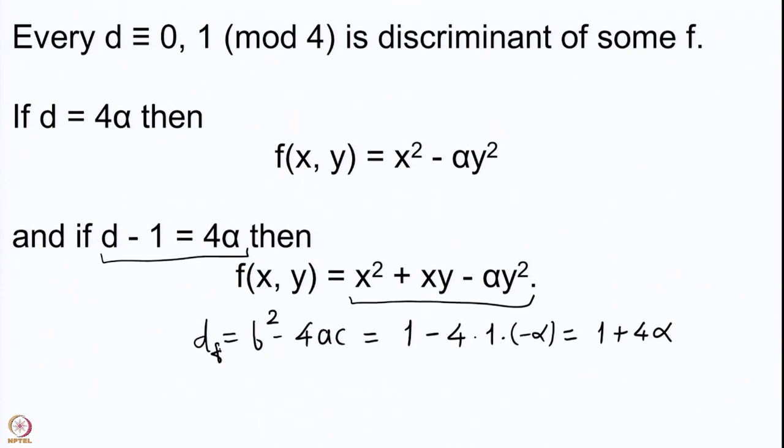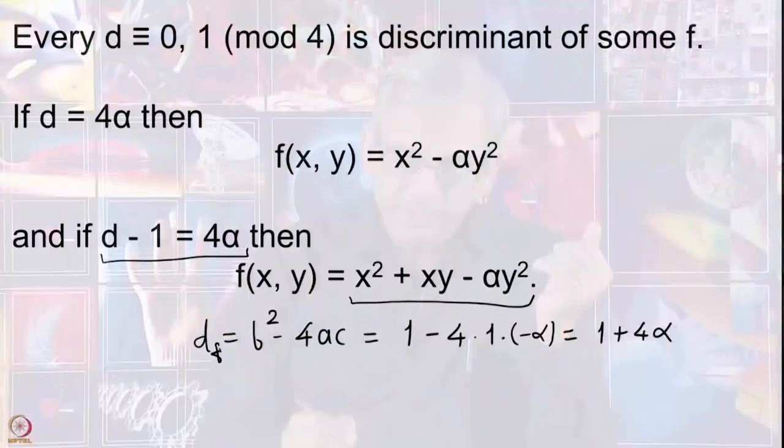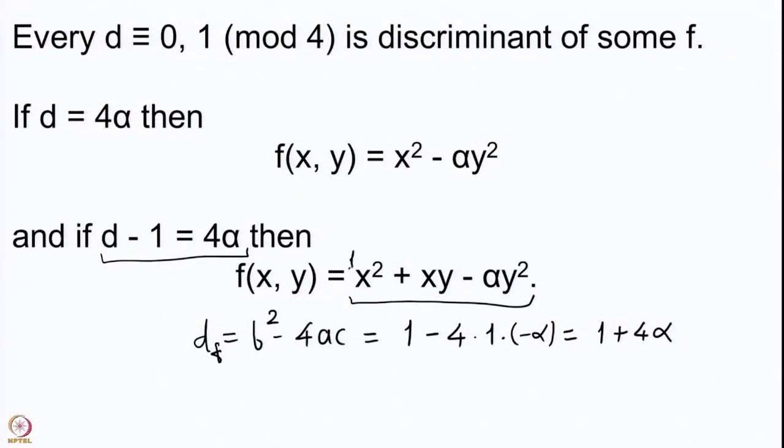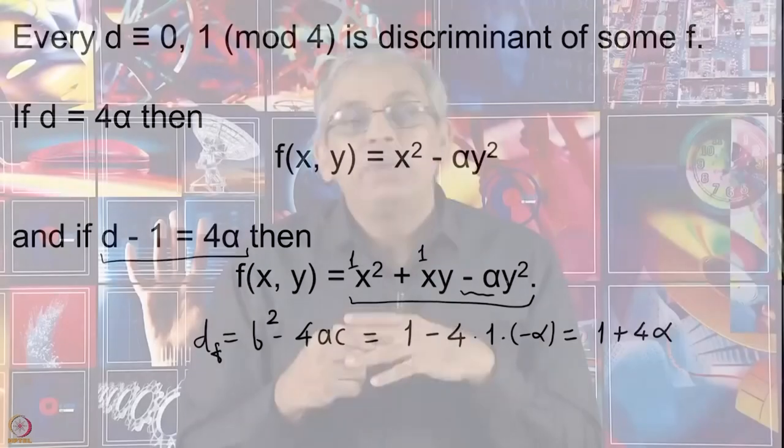Okay, so we have seen very easily that the numbers which are 0 or 1 modulo 4 will always occur as discriminants of some form. Moreover, these two examples of forms that we have given are the simplest looking forms. Even the second one, here the coefficient of x squared is 1, this is 1, this is 1, and then this is the number that it has to have, because you ultimately want the discriminant to be the number 1 plus 4 alpha. So these are the simplest forms.